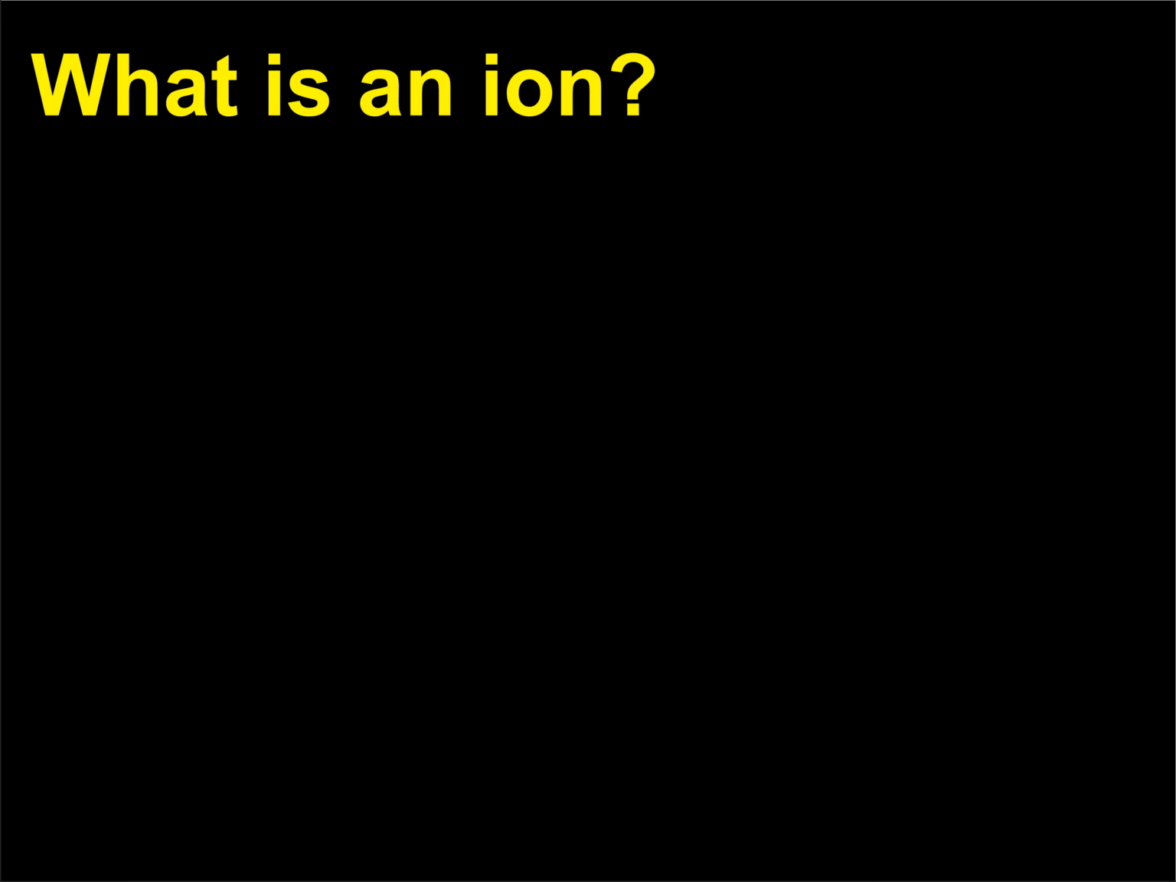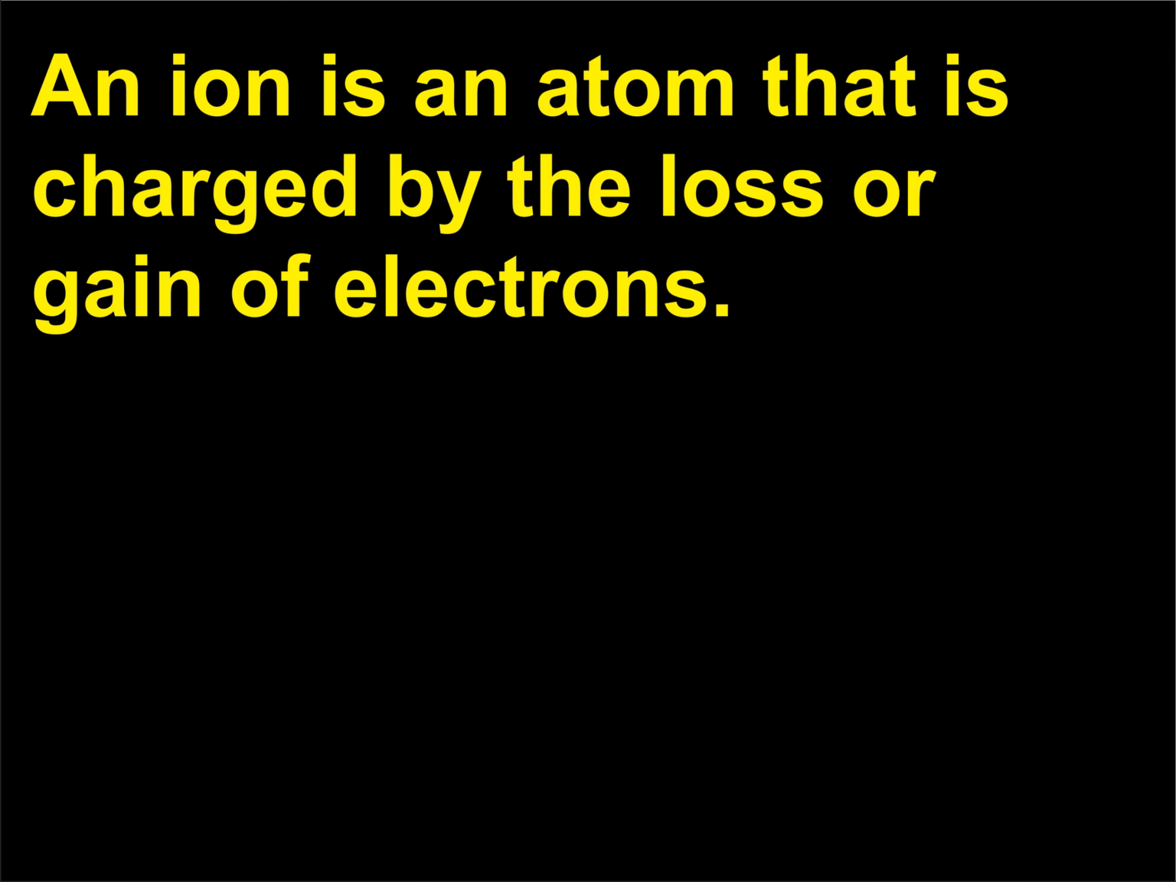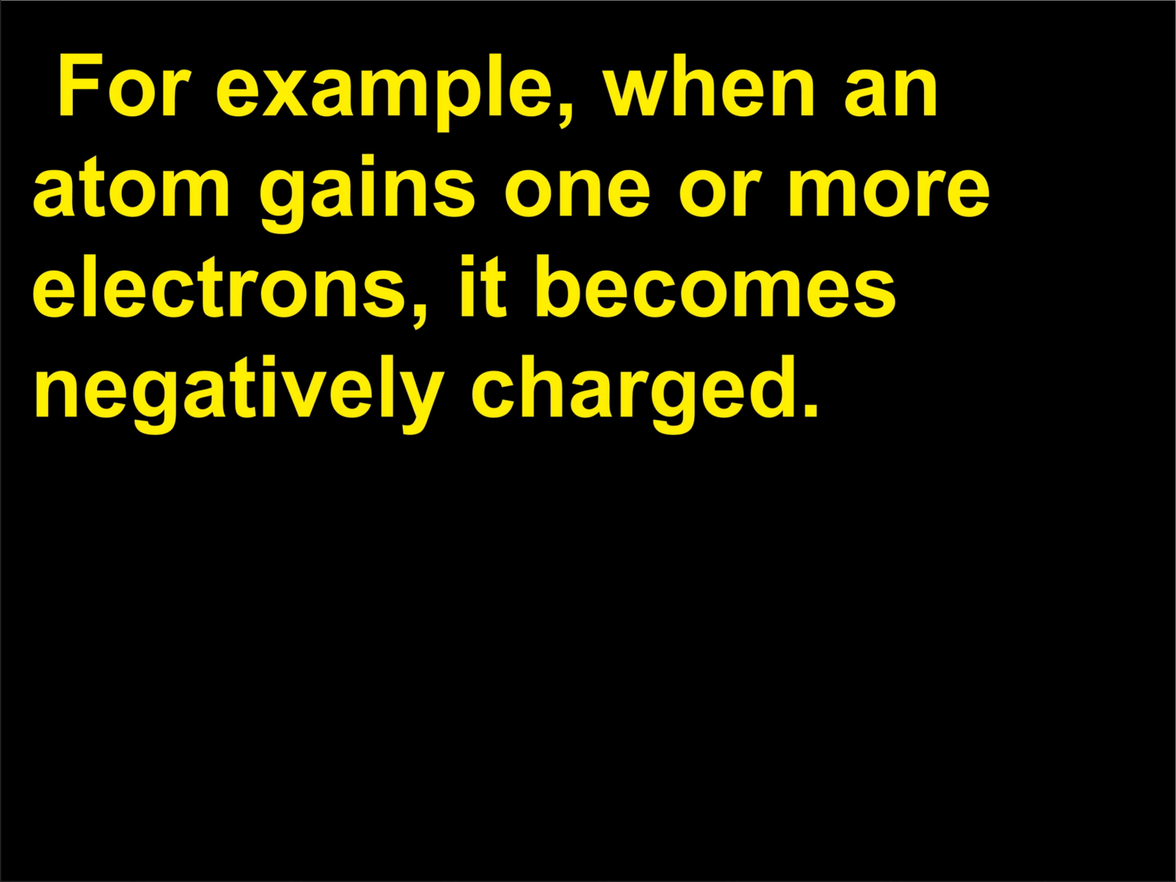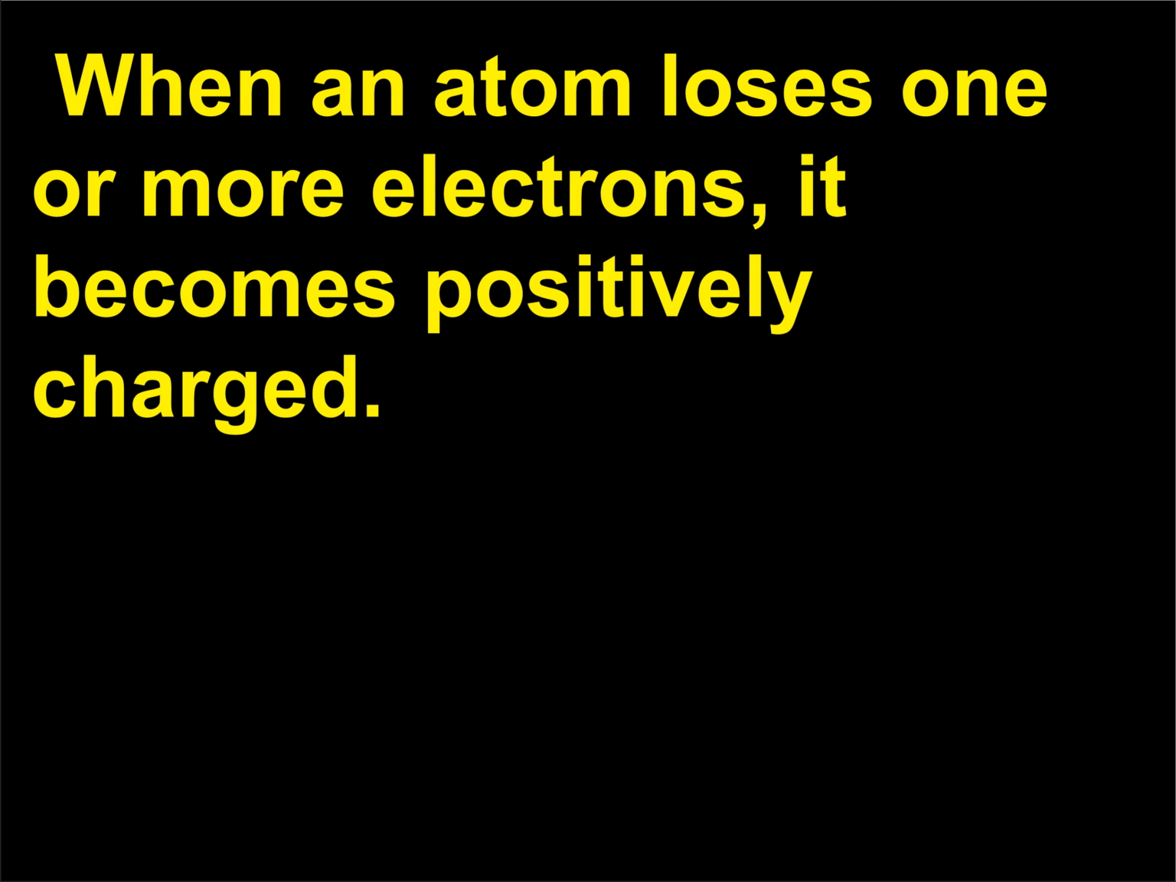What is an ion? An ion is an atom that is charged by the loss or gain of electrons. For example, when an atom gains one or more electrons, it becomes negatively charged. When an atom loses one or more electrons, it becomes positively charged.